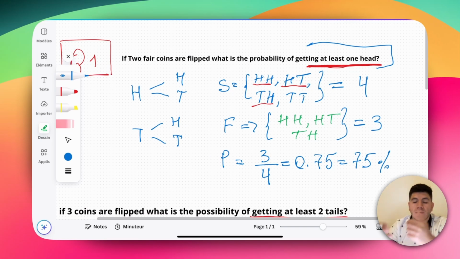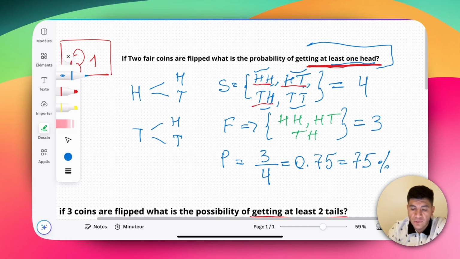So we are talking about 2 coins. The possible outcomes when flipping 2 coins are HH, HT, TH, TT. So there are in total 4 possible outcomes. Then we have to choose the ones that fulfill our requirement. The requirement is that we need at least 1 head, so it could also be 2 heads. From here we choose HH, HT, TH. These are our favorable outcomes.